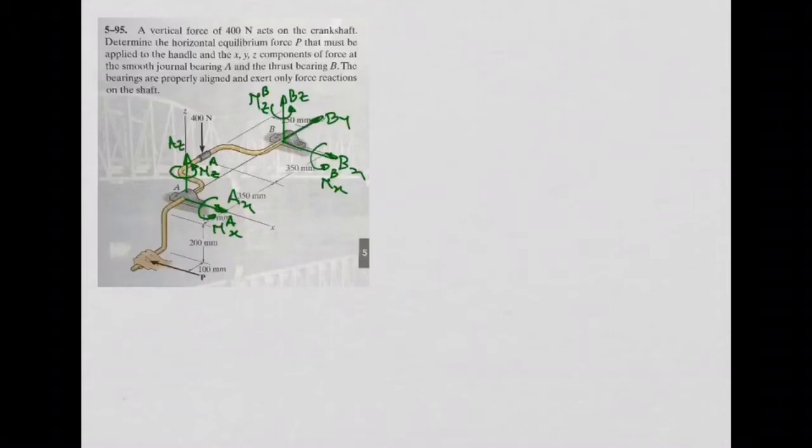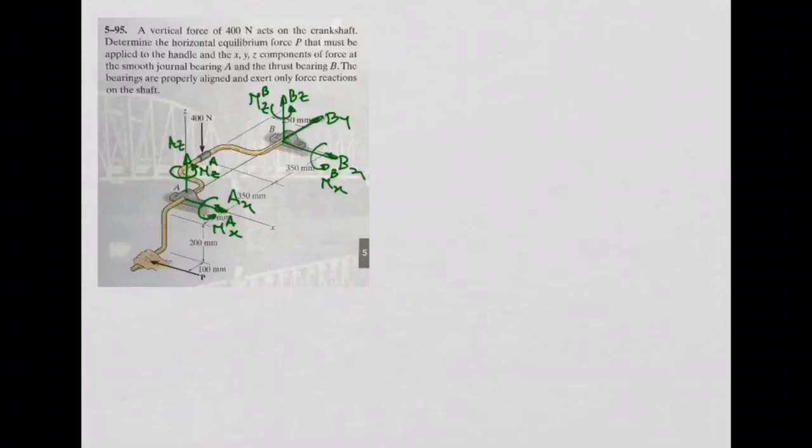Yes? The moments along the x-axis are from 400 newtons. The reaction along the x-axis, the moments, is that reaction from the 400 newtons? No, these are moments as reactions. It means if the crankshaft wants to rotate about the x-axis, that support will not allow that rotation. But is there something that's trying to make it rotate along the x-axis?